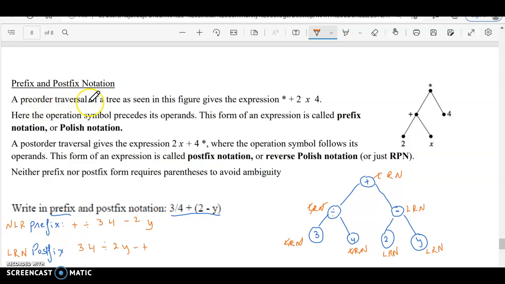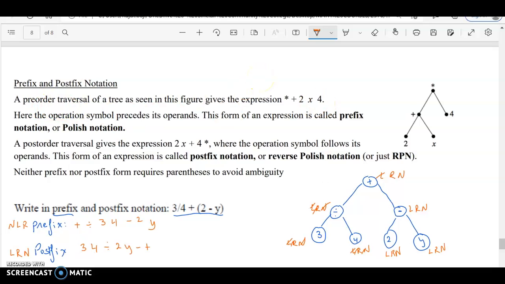A pre-order traversal of a tree, as seen here, gives this expression: multiply, plus, 2, x, 4. So this is the pre-order. That's because the operation is first. Here the operation simply precedes its operands. This form of an expression is called prefix, and sometimes we call it Polish notation.